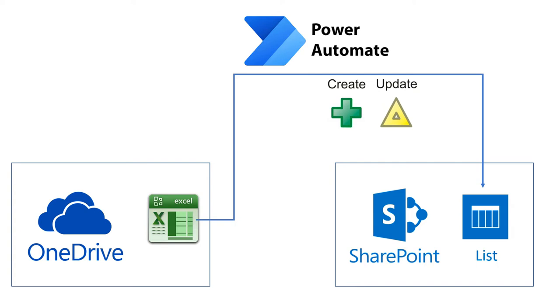It means if there is any new record available in the Excel file, I should insert a new record in the SharePoint list, and if the record exists, I should update the information. To achieve this requirement, I will be using Power Automate. It will read Excel files available at OneDrive and will insert or update records in the SharePoint list.